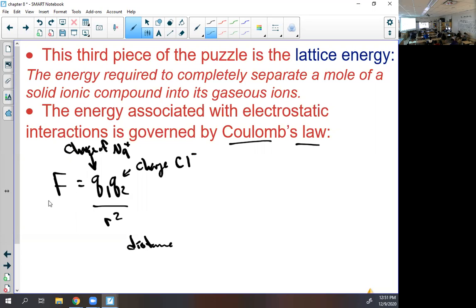I've said it like three times. We don't ever have to calculate the force. We have to understand the force and the things that affect the force. So tell your partner at least one thing I could change that would change the answer for F.